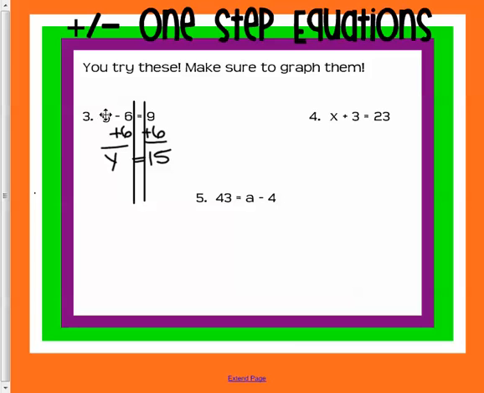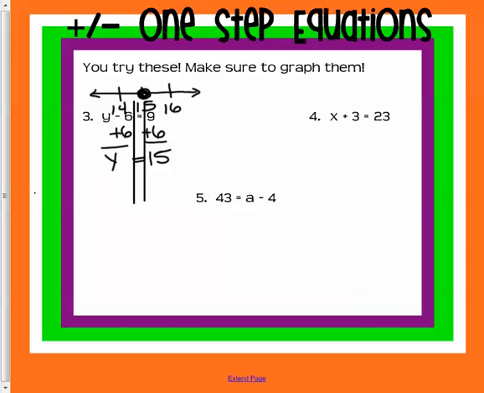I could plug that back in and say 15 minus 6 equals 9. I don't have to write it out every time. And then if I wanted to graph this, I like to put 15 in the middle and then just one number on both sides is sufficient, and I plot my point at 15. Okay, so try 4 and 5 for me, and I'll be back in just a second to show you what I did.